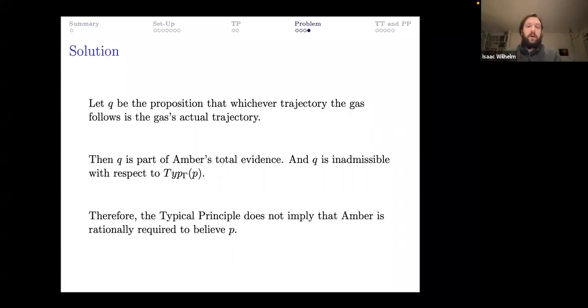And so propositions like Q, and indeed propositions like typ_Γ P, are not going to be equivalent to disjunctions of laws and histories. And so Q is going to be inadmissible with respect to typ P. And so the typicality principle just isn't going to apply in this case. Okay, let me just pause there.